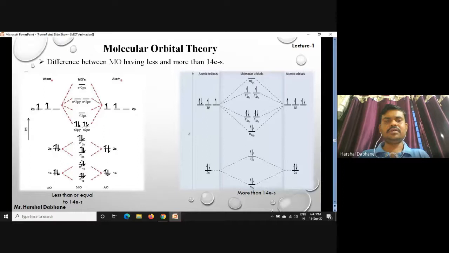Similarly, when the 2s and 2s combine, we get sigma 2s and sigma star 2s. When we talk about the 2p orbitals, the p orbital has px, py, and pz, which are three orbitals. Each orbital has two electrons related to the carbon.